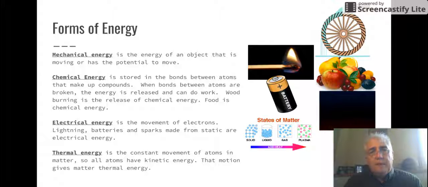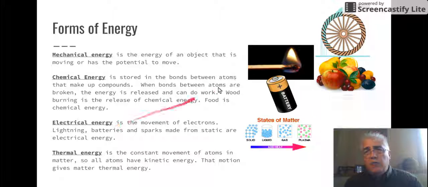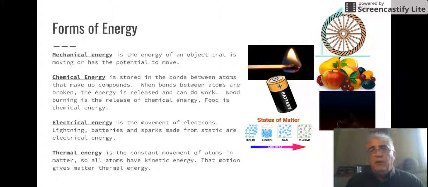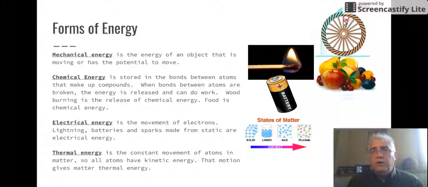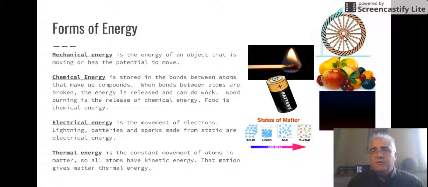There's mechanical energy. That's movement. Objects are moving, or have the potential to move. And this water wheel is a really good example of that. Water moves through the sluice, falls into the wheel, the wheel turns, that turning wheel spins an axle, and then that axle transfers the energy to whatever work is being needed.